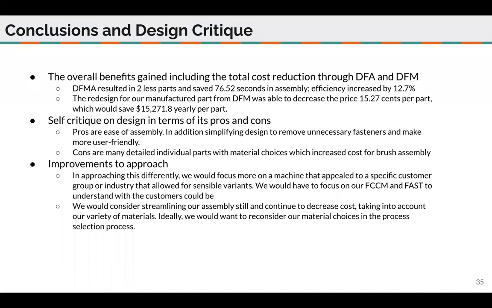Our future improvements include focusing more on a machine that appeals to a specific customer group or industry that allows for sensible variance, focusing on our FCCM and FAST diagrams. We'd also consider continuing to streamline our assembly to decrease costs and take into account a variety of materials.